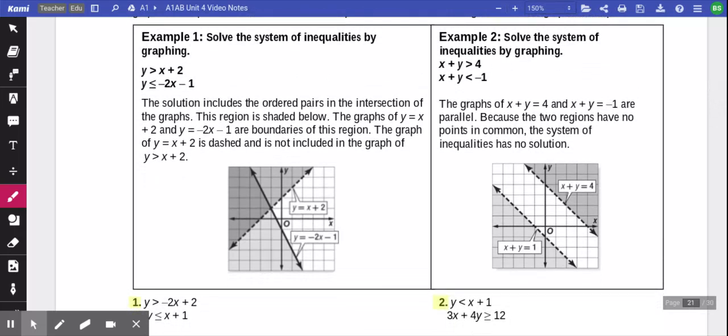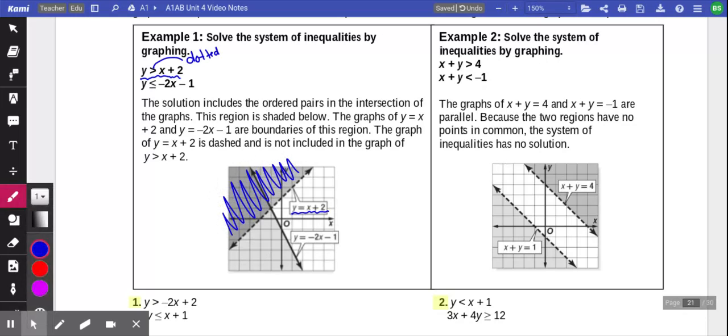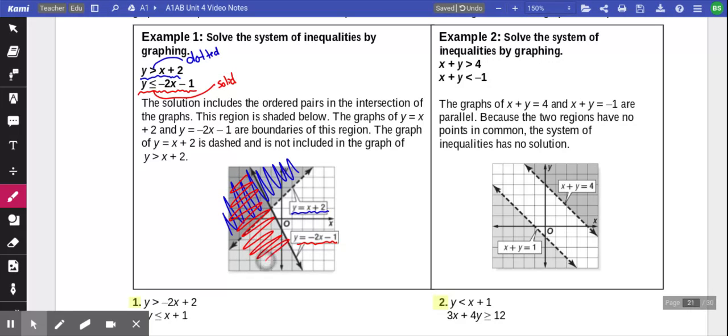So you see here, we've graphed y is greater than x plus 2. We graphed the line y is equal to x plus 2, but remember, just as a refresher, because there is no "or equal to," we make it dotted. And this one ended up shading up. Then we also graphed y is less than or equal to negative 2x minus 1. Remember, this one would be solid because of the "or equal to" piece. And we ended up shading down to the left.